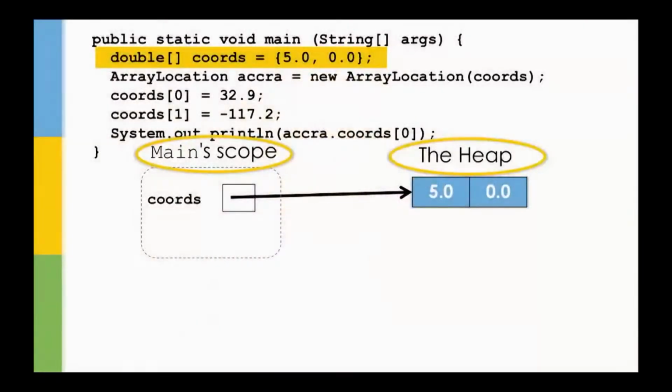What's important to keep in mind is that an array is not a primitive type, it's an object type. So far, here's our memory model, and we've gone through one line of code.